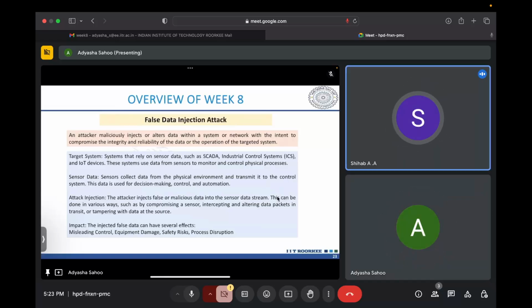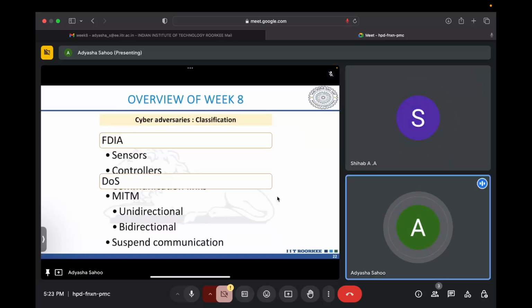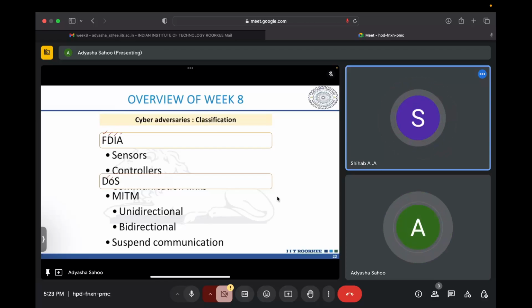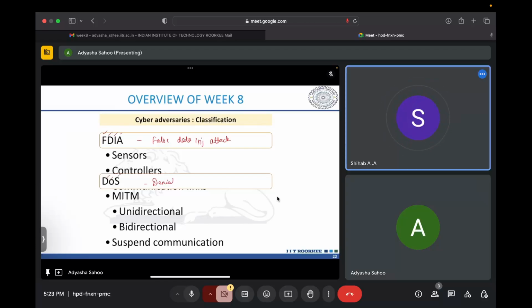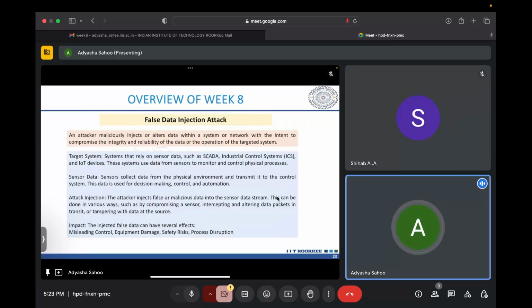What is the expansion of DOS and FDIA? False data injection attack, and this is your denial of service. Okay, thank you.